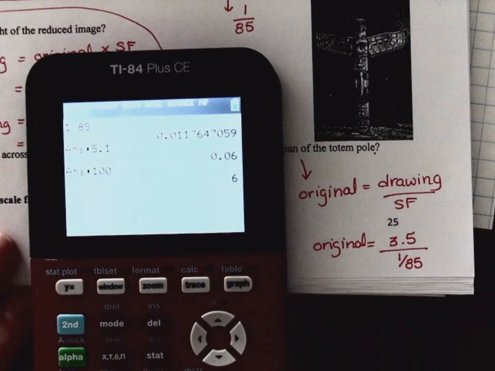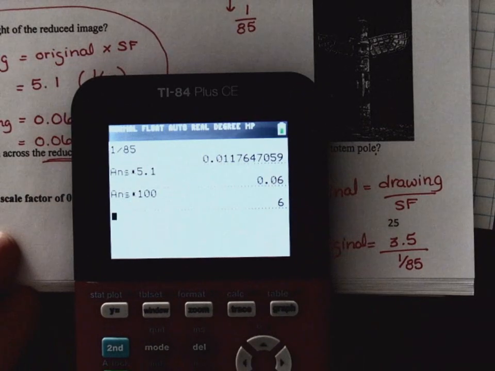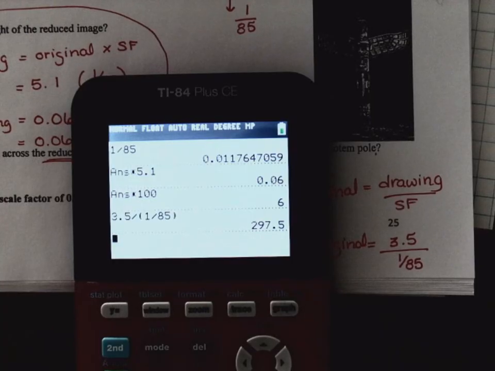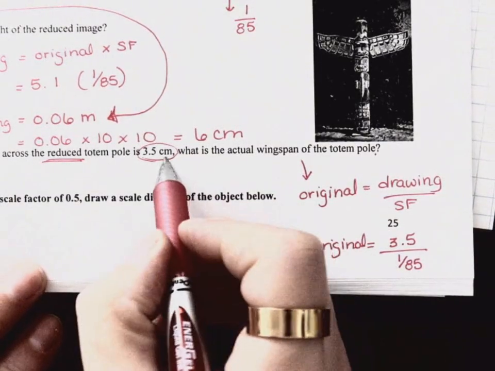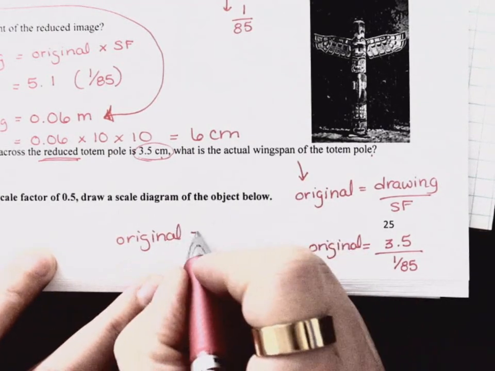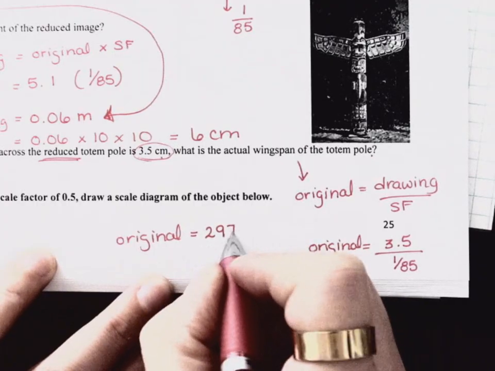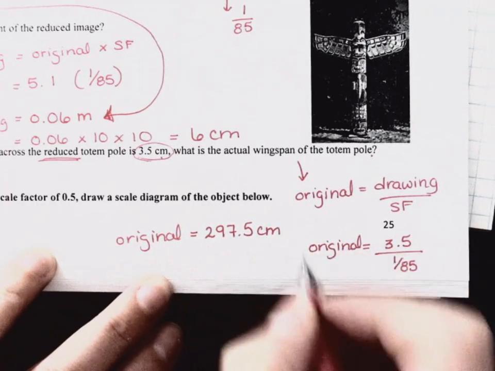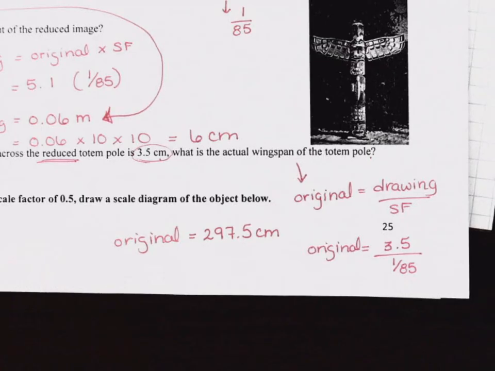All right, so we have that decimal, and in my calculator I can do this. I can go 3.5 divide by, open up a bracket, and say 1 divided by 85 and close my bracket. And it will do the math for me. So this was in centimeters, so my original will be 297.5 centimeters. If I want it in meters, I'm going to divide by 100, or divide by 10 twice. So you can do that there.